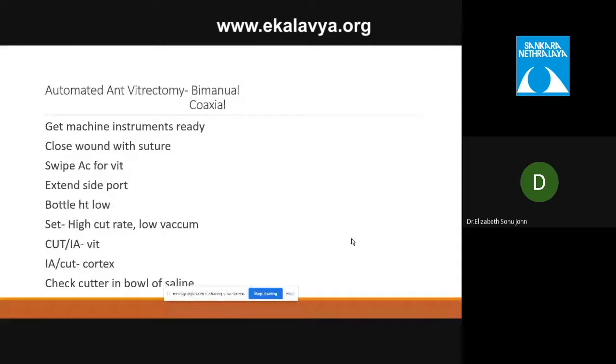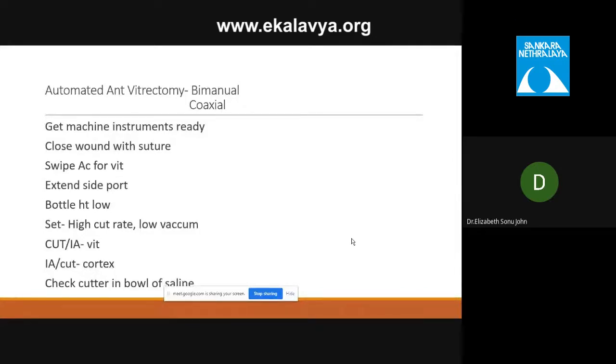in the phaco machine, you choose the vitrectomy for the machine, and then you keep the cut rate high. You can keep it at 800 or 1000, or in Centurion and all, it is like 3000, 5000, and keep the vacuum low, aspiration low, around 130 and all. So cut rate has to be high.